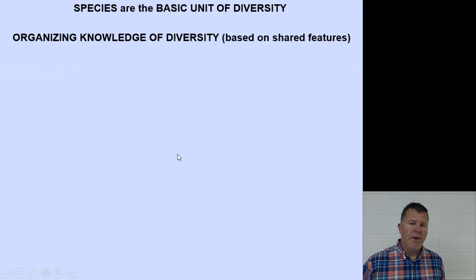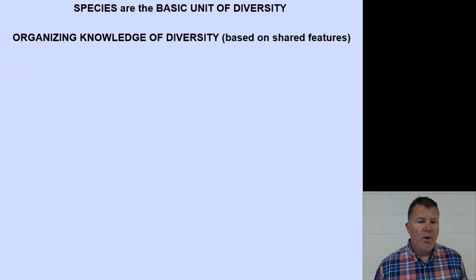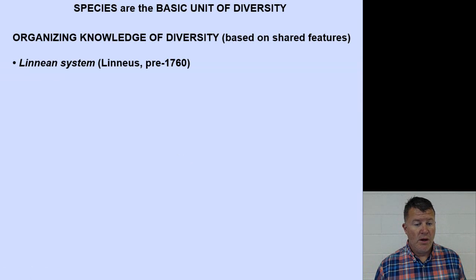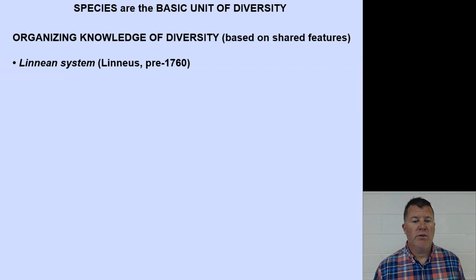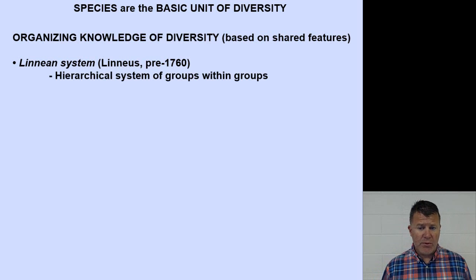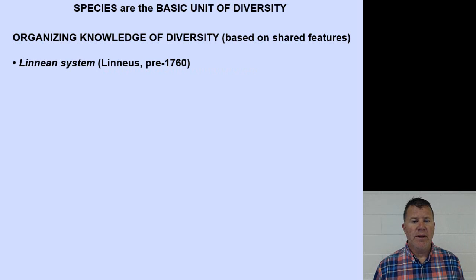All right, species are the basic unit of diversity. Organizing the knowledge of this diversity is based on shared features. It's based on the Linnaean system, pre-1760. This was a guy that created how we name things in the Latin terms that we do now. It's a hierarchical system of groups within groups.